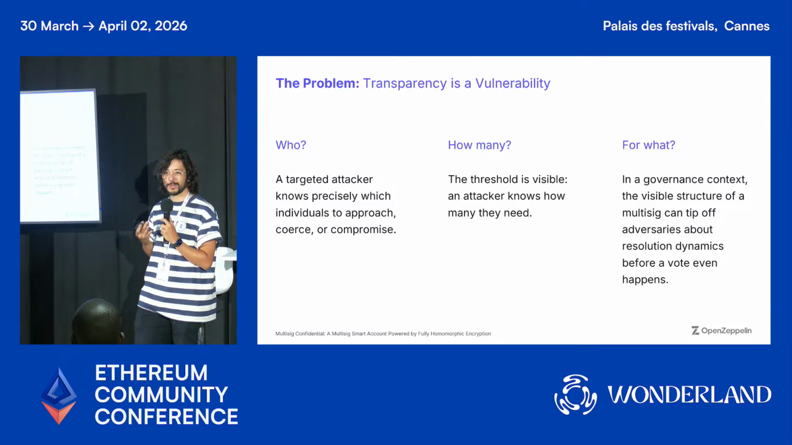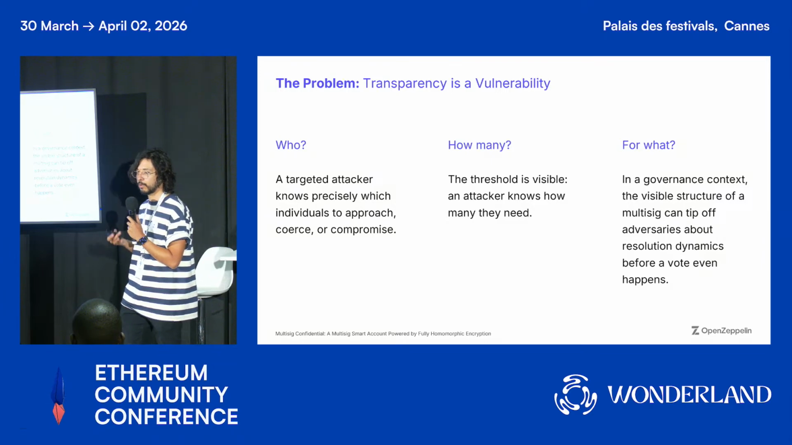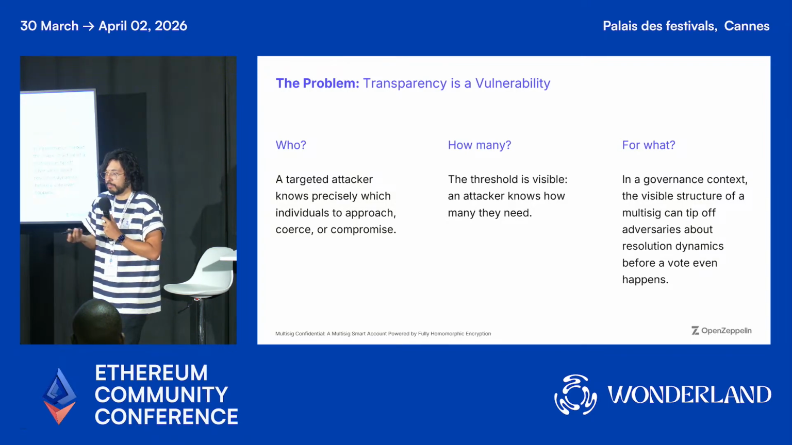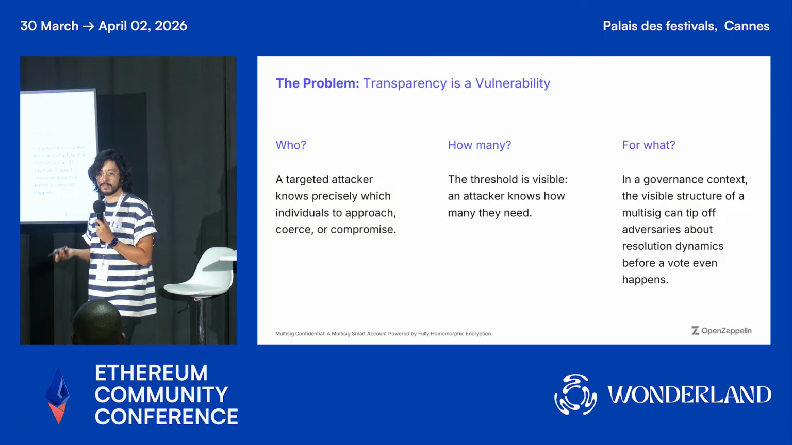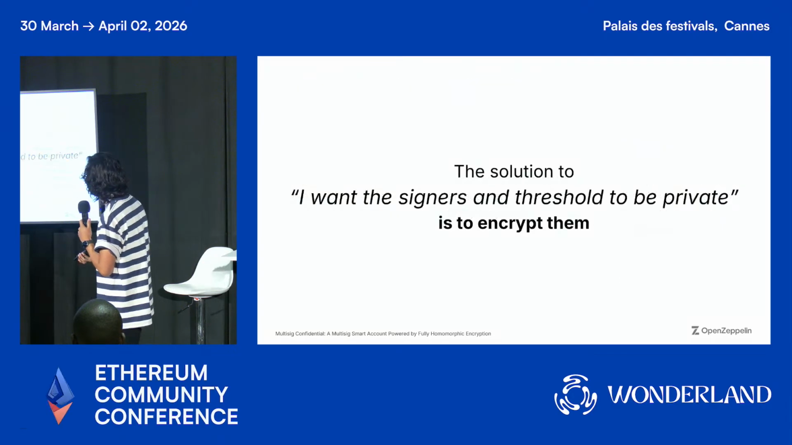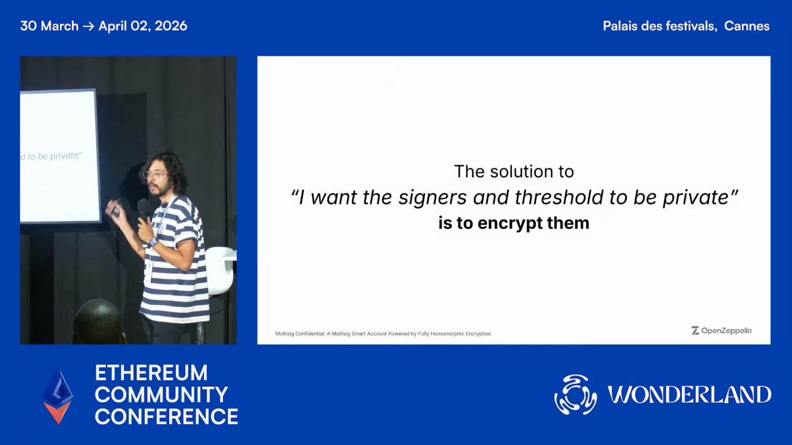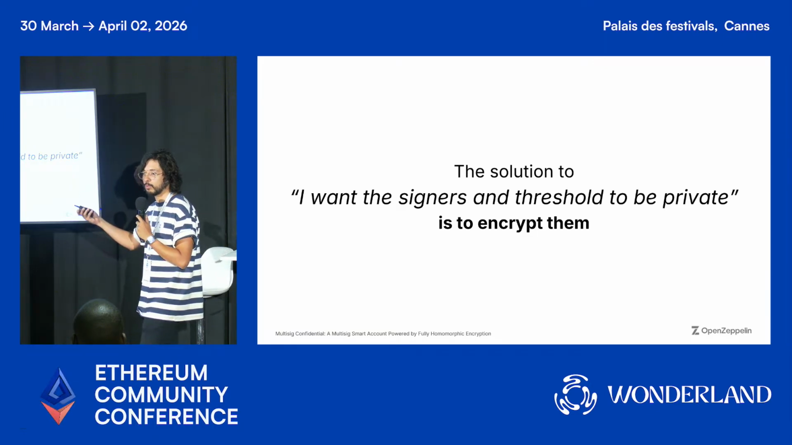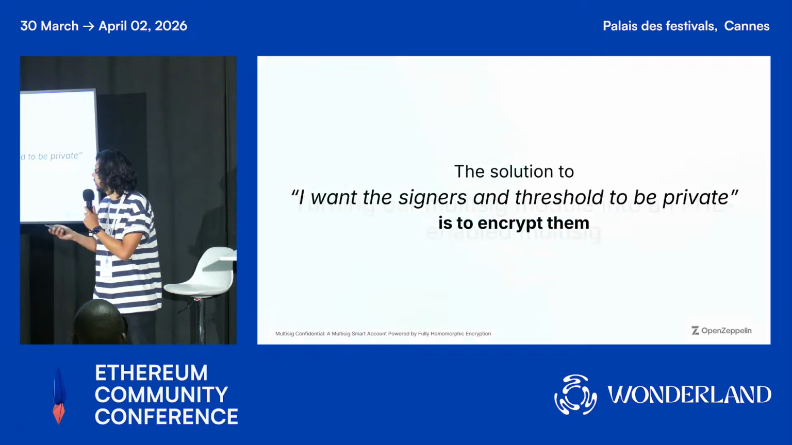And finally, there are more complex scenarios for governance. I'm not talking about governance in DAOs. I'm talking about governance in institutions, or probably banks or boards. Probably in those cases, you need to also protect signers from each other, right? You want to keep decisions private, and this is the way to do it. So the solution to this general problem is just to encrypt both the signers and the threshold. And this is the direction that we started with, and this is what we developed, essentially.